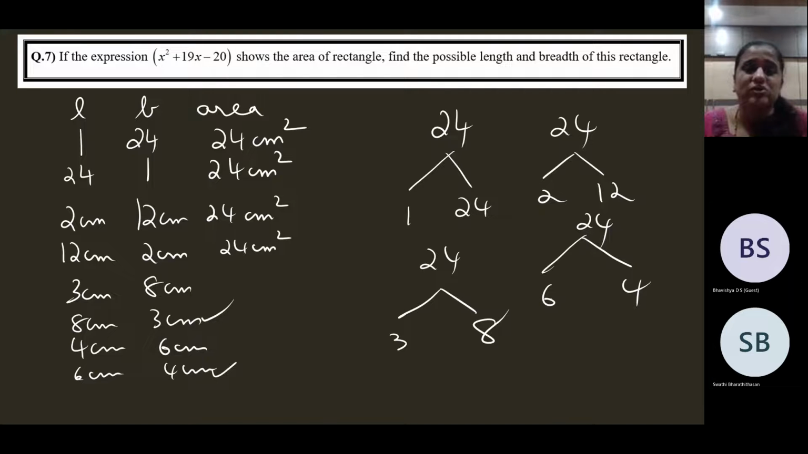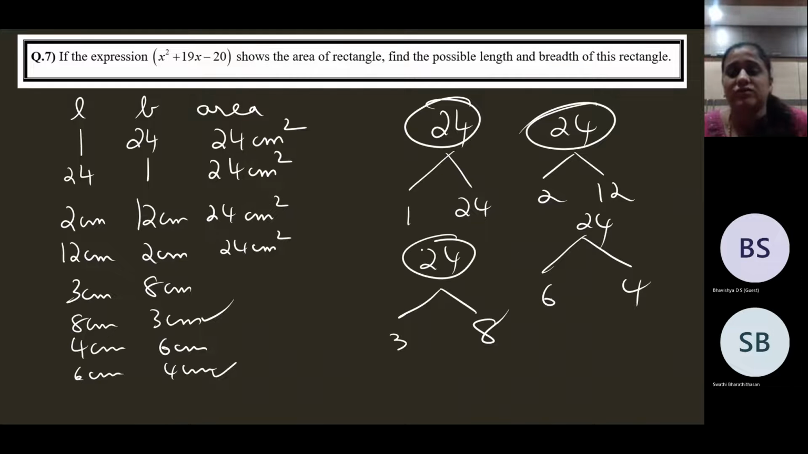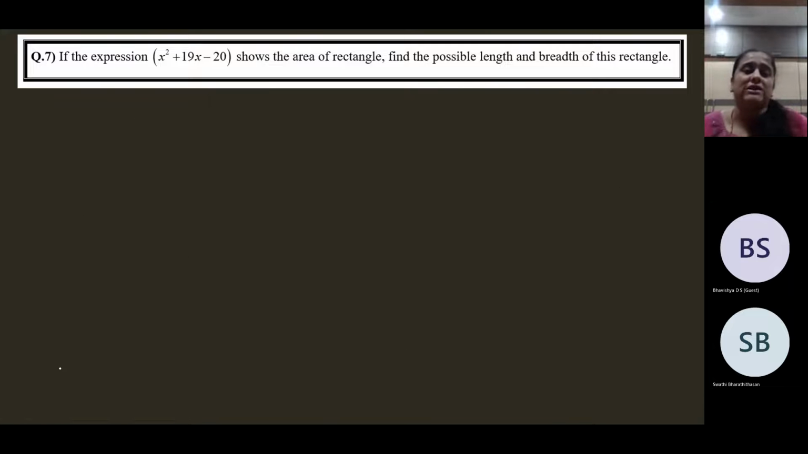You just read the question using some number. You read the question like, if the area is 24 centimeters square, then what can be the possible length and breadth? Do the same thing here. So you factorize 24, and here you should factorize the expression. X squared plus 19x minus 20 is the expression that represents the area of the rectangle. So here we factorize the area, 24 centimeters square. Do the same thing, and you should factorize by splitting the middle term.